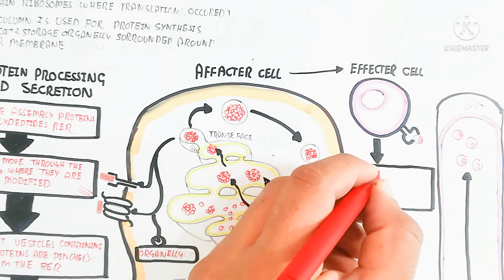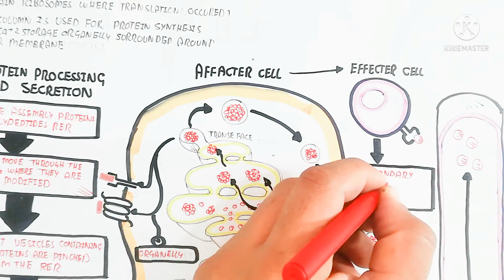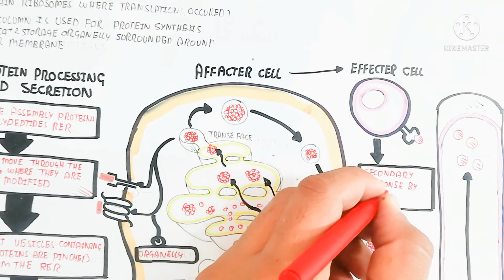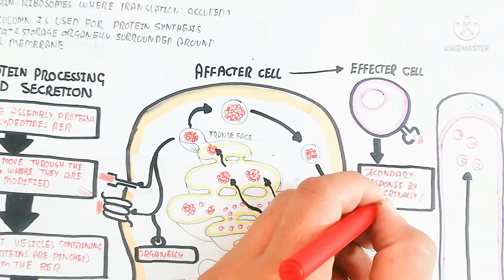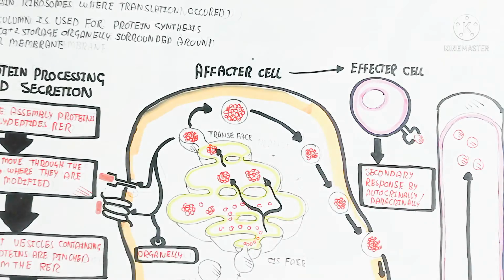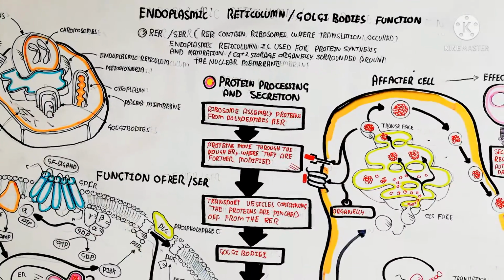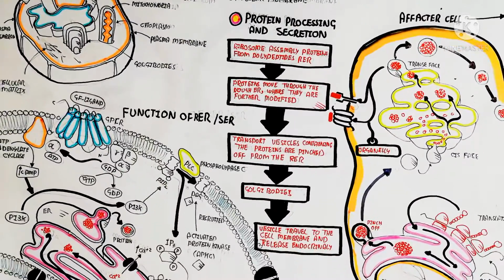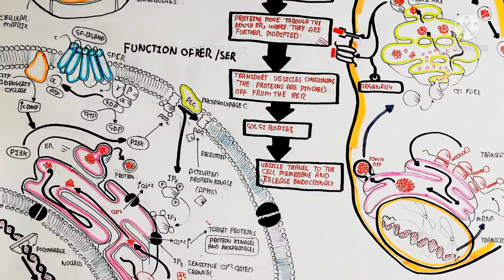But this is the neurotransmitter or endocrine system. For example, neurotransmitters. So here the effector cell will bind this protein endocrinally, and that is the secondary response by autocrine and paracrine action.